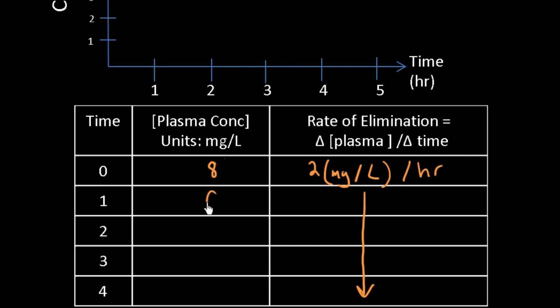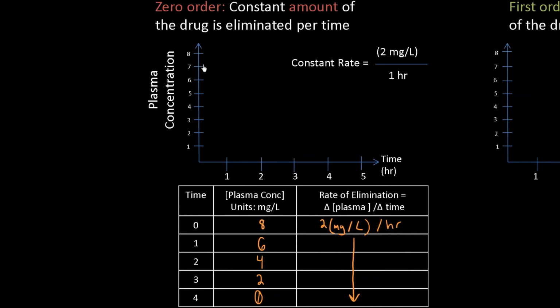So after 1 hour I'd be at 6, after 2 hours I'd be at 4, after 3 hours I'd be at 2, and after 4 hours I'd obviously be at 0. So let's draw this on the graph up above. I started at 8, after 1 hour I'm down to 6, after another hour I'm down to 4, and then I'm down to 2, and then after 4 hours I'm very close to having all of this drug out of my body. So I draw this graph and notice that I'm going to get a linear graph.